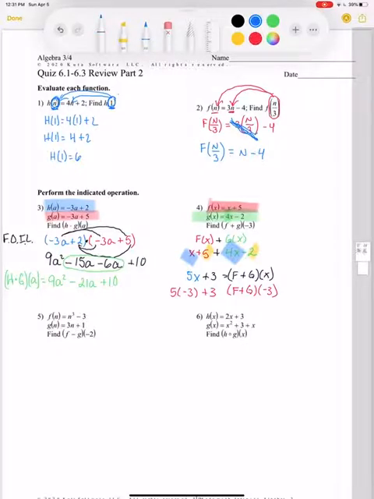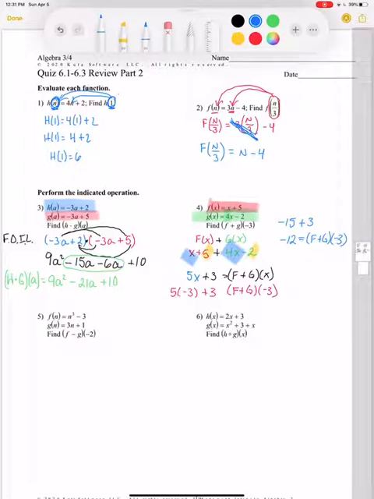5 times negative 3 is negative 15. So negative 15 plus 3. That's going to be negative 12. And that's going to equal f plus g of negative 3.